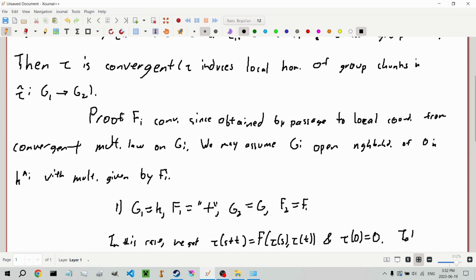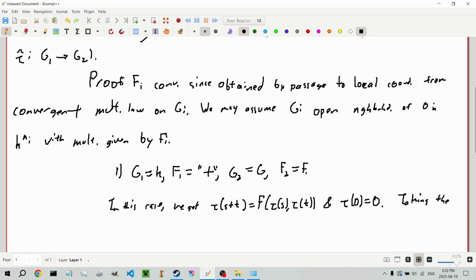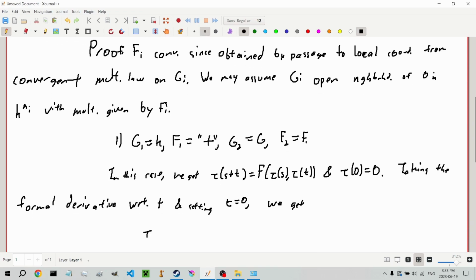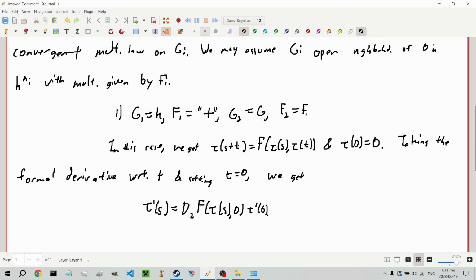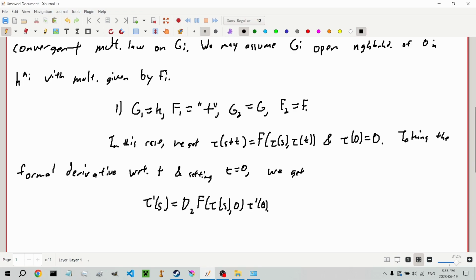Taking the formal derivative with respect to t, and then setting t to 0, we get that taf prime of S is d2 of F at taf of S and 0 times taf prime of 0. That's supposed to be a 0, of course, not a 6.